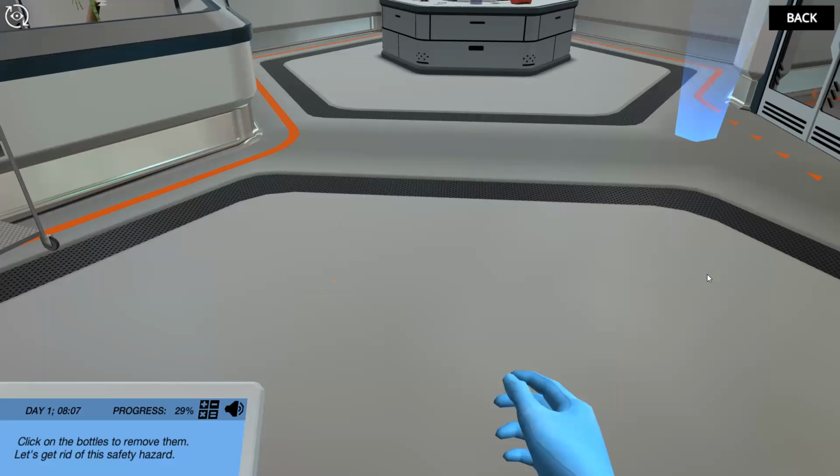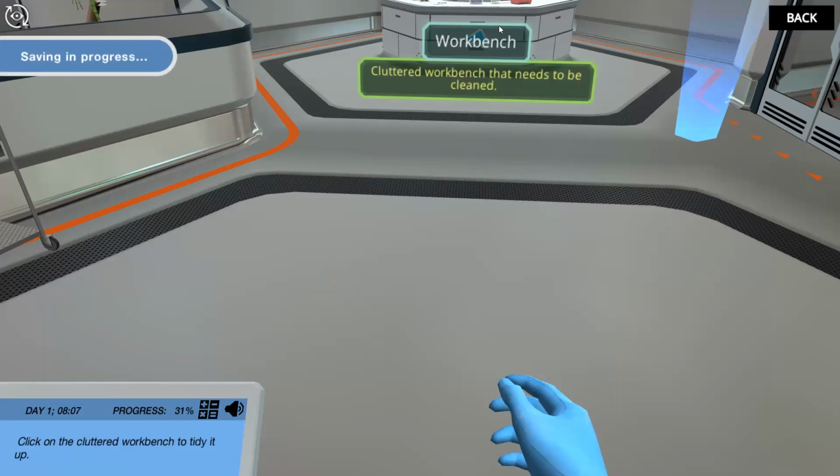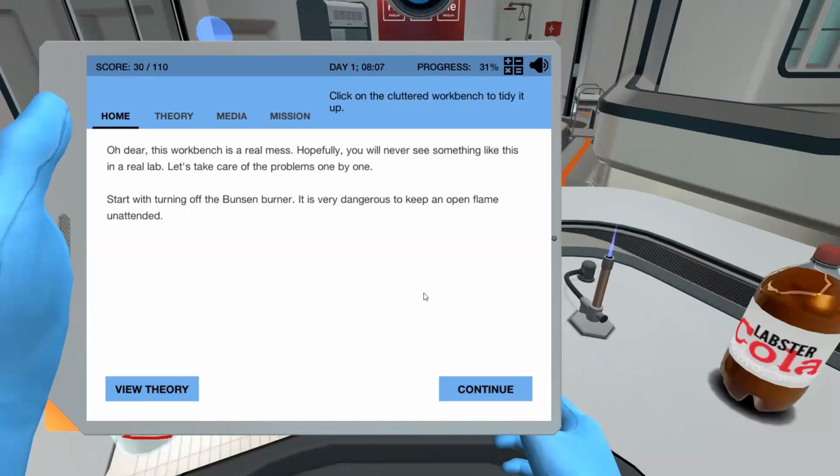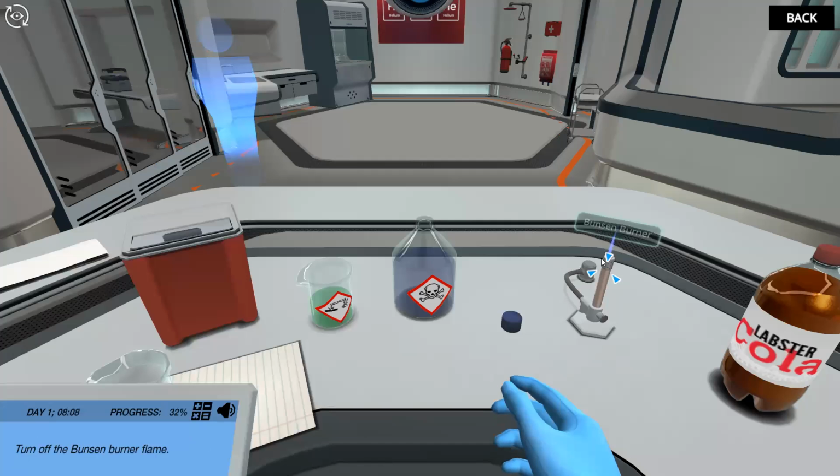Well, that was cluttered fast. Click on the workbench to tidy it up. Oh dear, this workbench is a real mess. Hopefully, you will never see something like this in a real lab. Let's take care of the problems one by one. Start with turning off the Bunsen burner. It is very dangerous to keep an open flame unattended. Turn off the Bunsen burner flame.